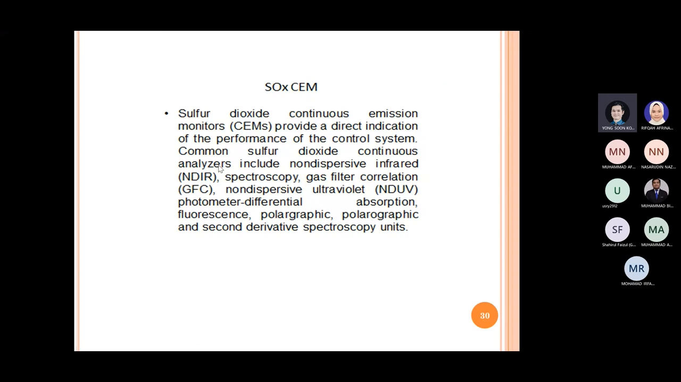Why it is so good, like I said last week, is that it can be quite specific, number one. And number two, it can measure a lot of gases at the same time. That is why NDIR is gaining a lot of popularity, because of its ability to measure a lot of pollutant gases at the same time, and also the specific nature of its analysis. That means it won't be interrupted or affected by the presence of many pollutant gases which may be present in emission. So spectroscopy and gas filter correlation are the other methods that can be used to measure SOx.